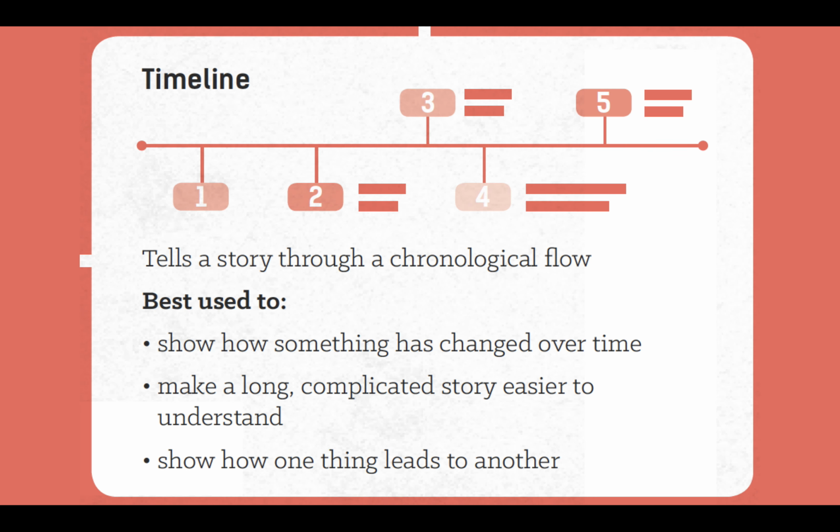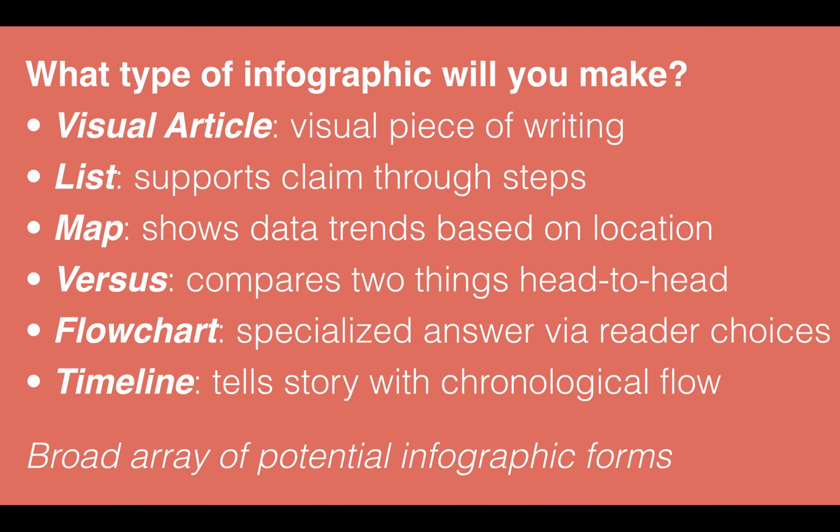A timeline. It tells a story through a chronological flow. As you see at the top here, it goes from 1 to 2 to 3 to 4 to 5, and then besides each of these numbers like 2, 3, 4, and 5, you have some kind of text or other information supporting it. Timelines are best used to show how something has changed over time, helps to make a long, complicated story easier to understand, and it can show how one thing leads to another.